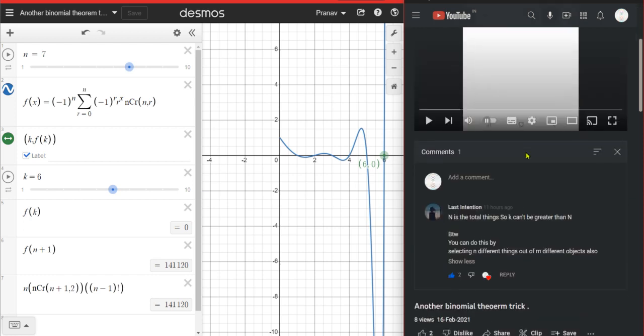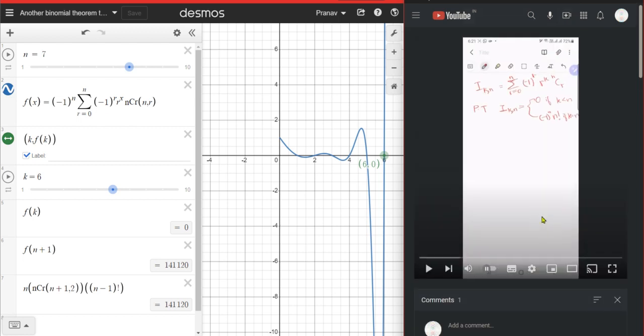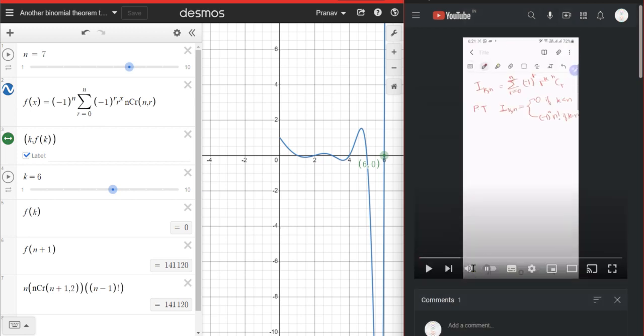So, right, this guy said that k can't be greater than n. That's not right. k can be greater than n. I think he's doing it in some different way, which right now I don't understand. But yeah, he did give me a bit of insight into what I can do. So it can be done combinatorially.